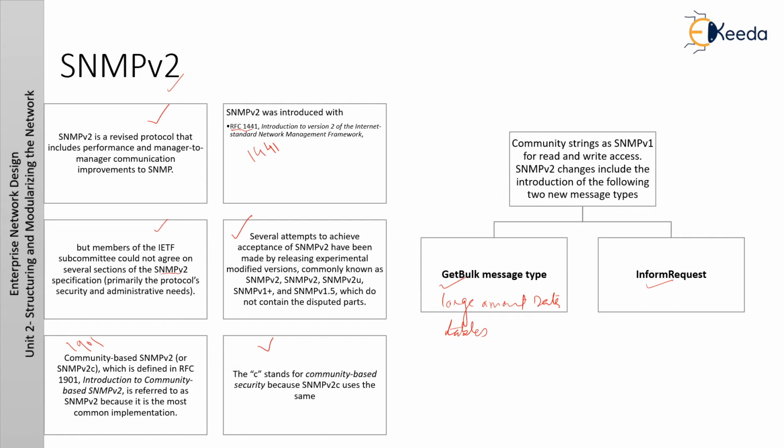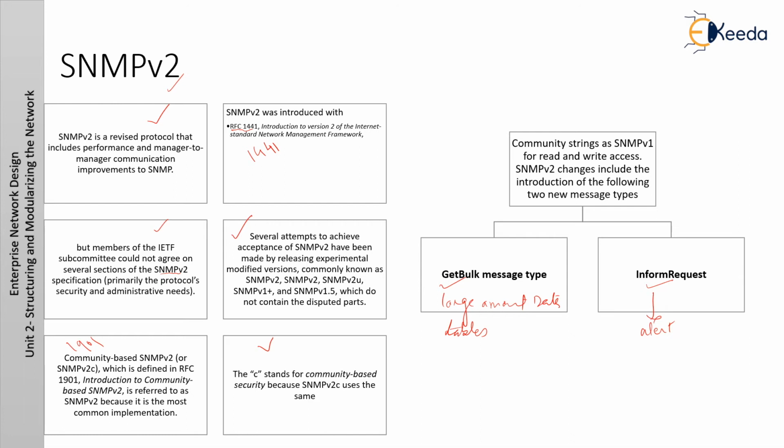Now come to the inform request. It is used to alert the SNMP manager of a specific condition. Unlike unacknowledged trap messages, inform request messages are acknowledged. A managed device sends an inform request to the NMS. The NMS acknowledges the receipt of the message by sending a response message back to the managed device.